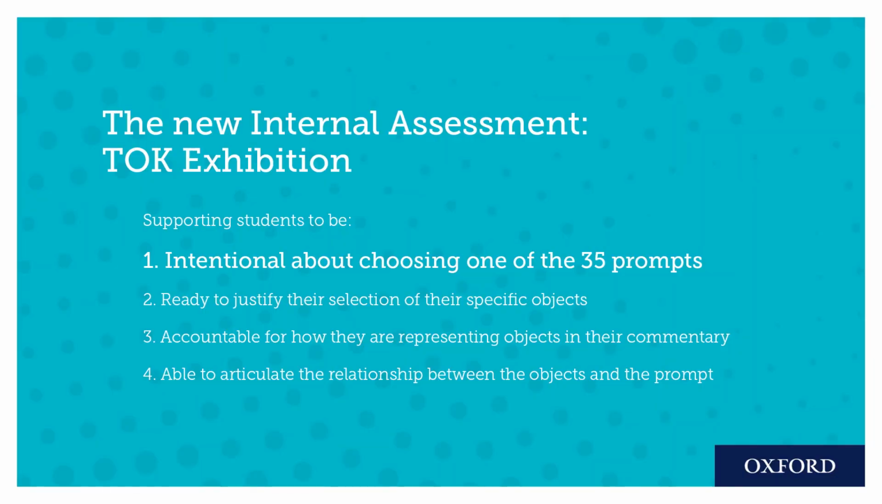Next, I'd like to offer some insights and guidance gleaned from designing the task with the curriculum review team and trialing it with our own students. As teachers, we will need to support students with choosing a prompt, selecting their objects, describing the objects well, and being able to articulate the interconnections and relationships among the different elements of the exhibition. To take it from the top, the first thing that students will do is choose one of the 35 IA prompts, phrased as knowledge questions and provided by the IB, to become the basis of their exhibition.